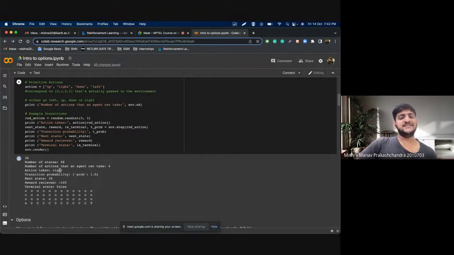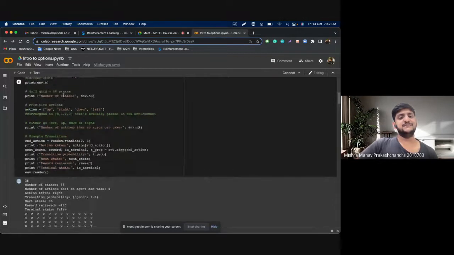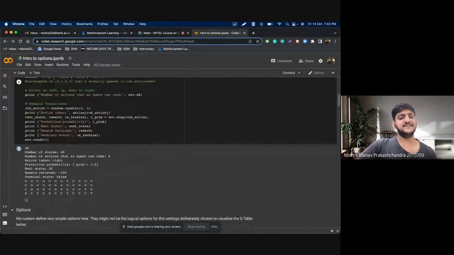Because I am at state 36, initially I am at state 36. 36 indicates this part, right? If you start counting from 0, 1, 2, 3, this ends at 11. Then this is 12 to 23, 24 to 35, and this is 36 to 47, right? So my goal is to go from state 36 to a terminal state, which is 47. The random action that the agent takes, if I just sample it, is to go right. If I go right, I fall into the cliff, right? The transition probability is 100%.